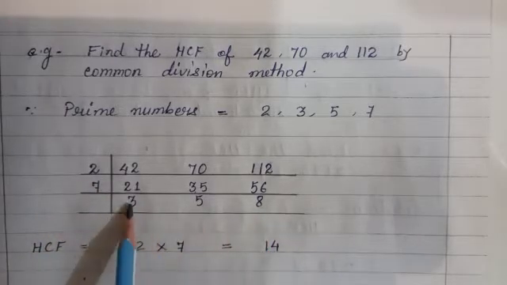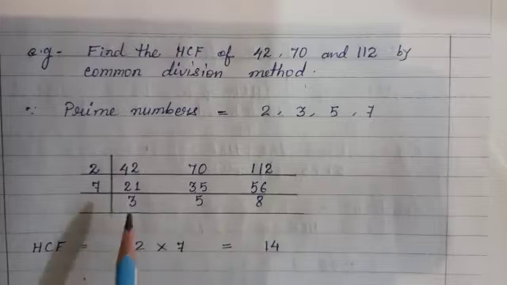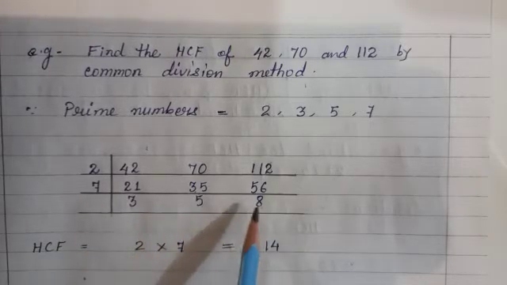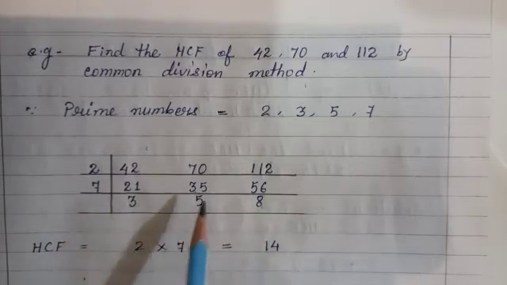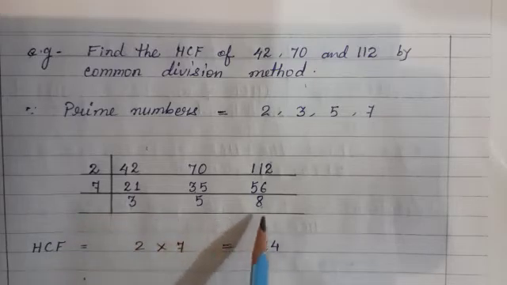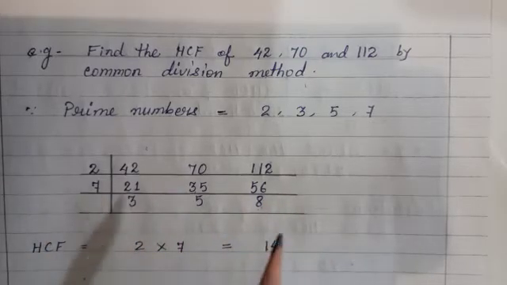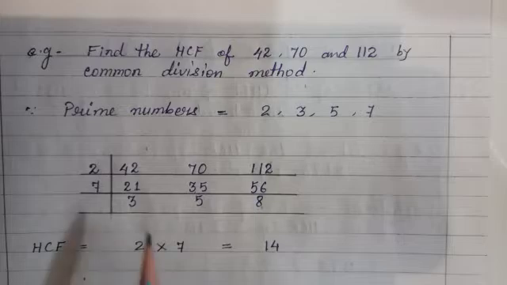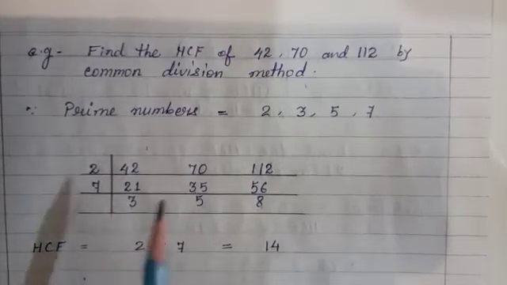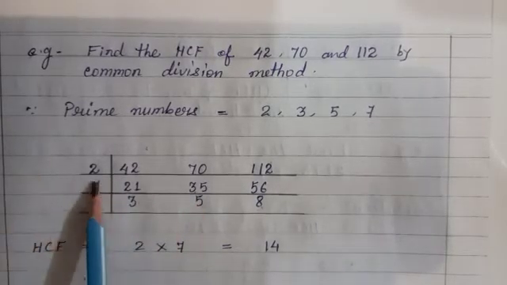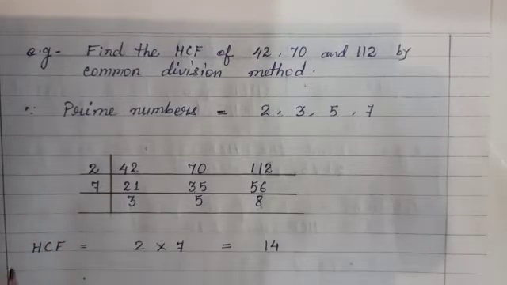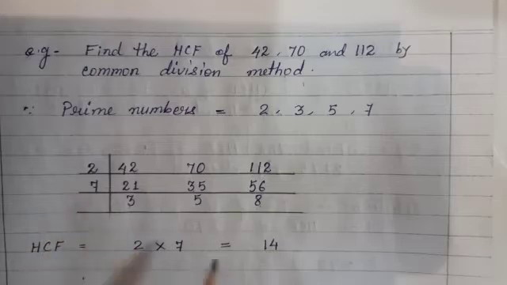Now what are we getting? 3, 5 and 8. So 3 and 5 are prime numbers and 8 is a composite number, and we cannot divide these three numbers by a common prime number. Therefore we have to find the product of these prime divisors, that is the HCF. Therefore HCF equals 2 into 7, that is 14.